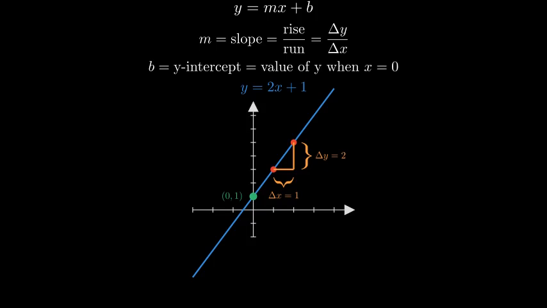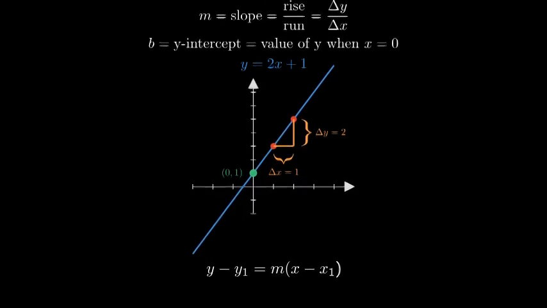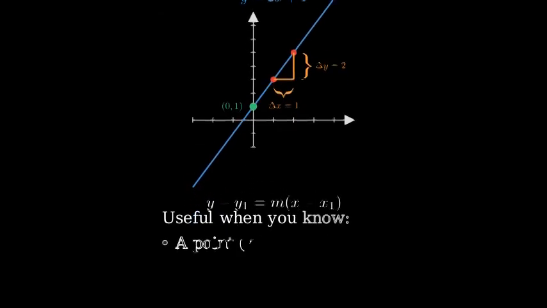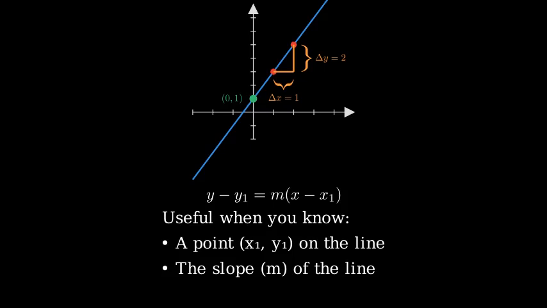Another important form is the point-slope form. It's written as y - y1 = m(x - x1), where m is the slope and (x1, y1) is a point on the line. This form is especially useful when you know a point on the line and its slope.